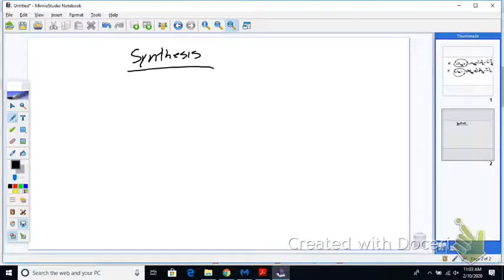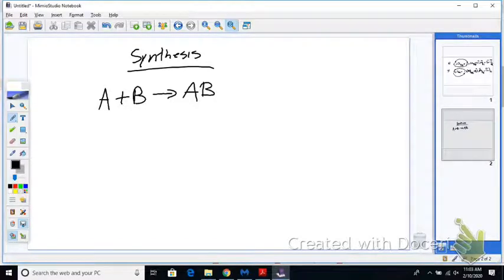All right. So the first one that you have is synthesis. I just put generic letters here, and synthesis just means you're making and putting something together. So you're synthesizing something. We're going to take two elements and put them together. And when we put them together, we have to make sure the charges or oxidation states equal out to zero.